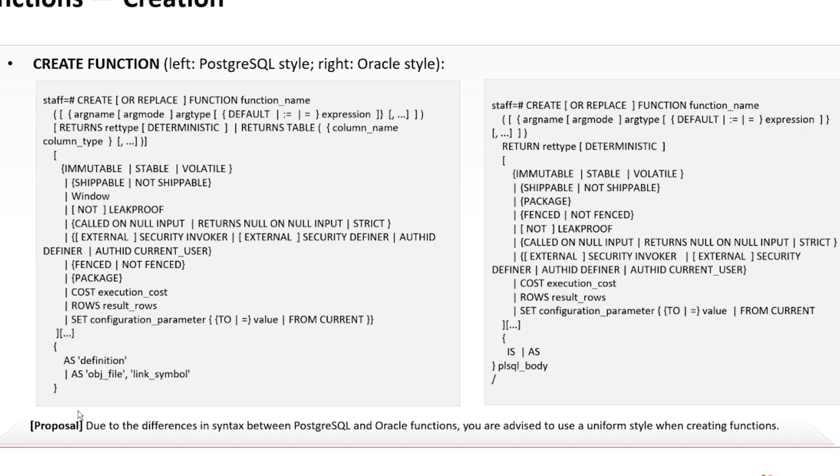And for more parameter introductions, please refer to the Huawei Cloud official website documents. And also, due to differences in syntax between Postgres and Oracle functions, although they are quite similar, they still have some details that are different. So you are advised to use a uniform style when creating functions.